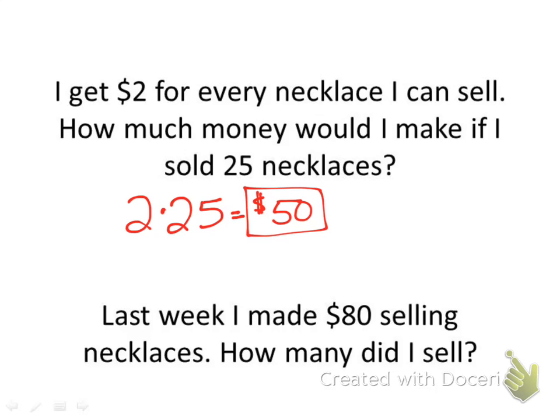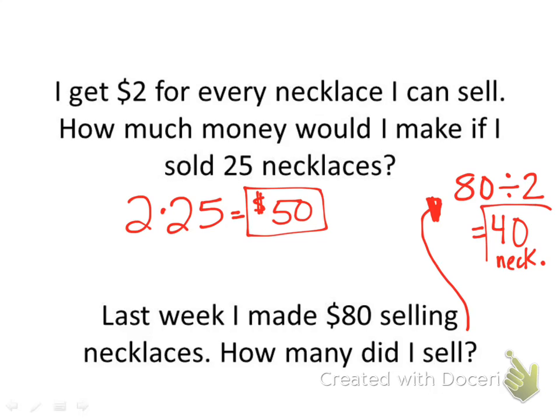All right, there's a follow-up question on the bottom. It says, last week I made $80. How many necklaces did I sell? How do you do that one? I heard somebody say it. This is division. This is where division comes in. So you had 80. How much were each of them? Each necklace cost how many? $2. So you must have made how many of them? 40. Very good.